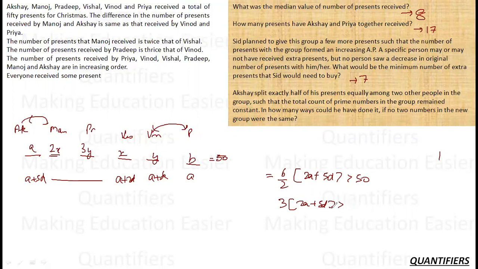So now I have to do some hit and trial and see what values I can fit here. It has to be a multiple of 3. If I put the total as 51, then 2A plus 5D is 17. Now what are the solutions possible? If A is 1, D is 3. So A is 1, D is 3.